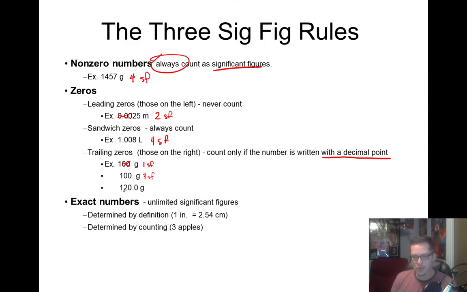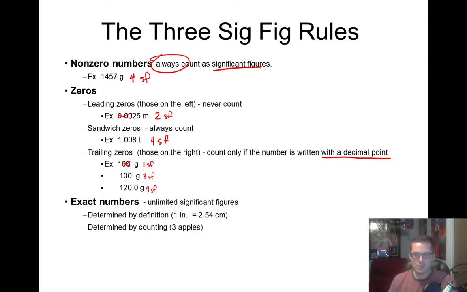And then this guy here, well, we have 1, 2, 0.0. Again, trailing zeros with a decimal point. That tells me that these zeros are measured values. Okay, so it's 4 sig figs. And this rule right here, this trailing zeros rule, is where people get in trouble.